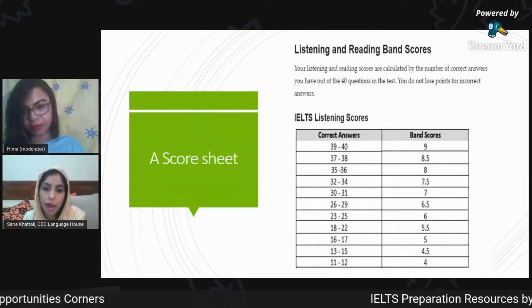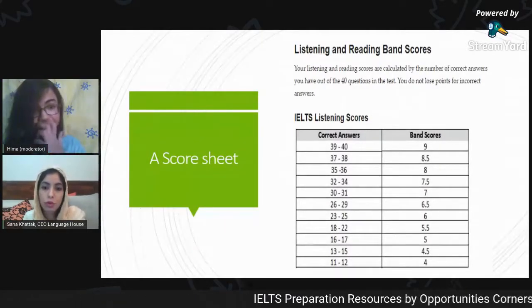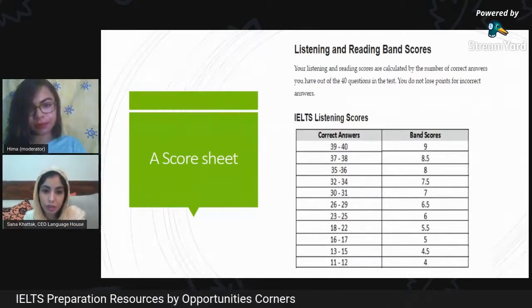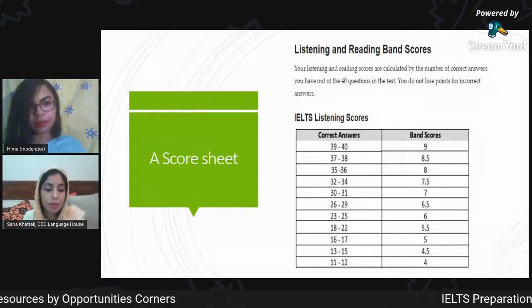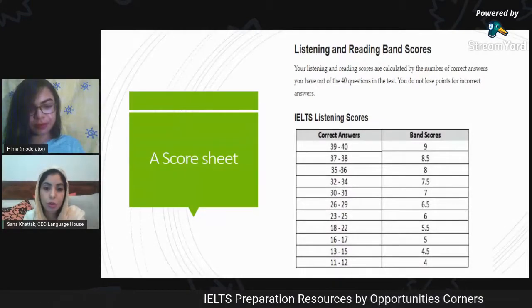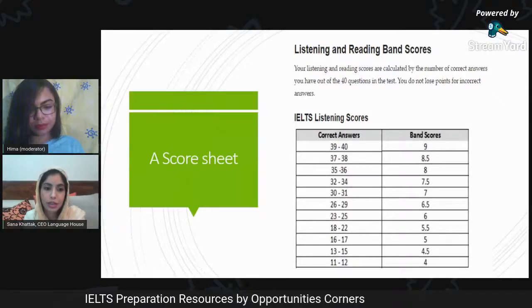So the lower your band is, the more time you'll take for your IELTS preparation. Hence it is very important to know about the evaluation. You should know which band you stand on.